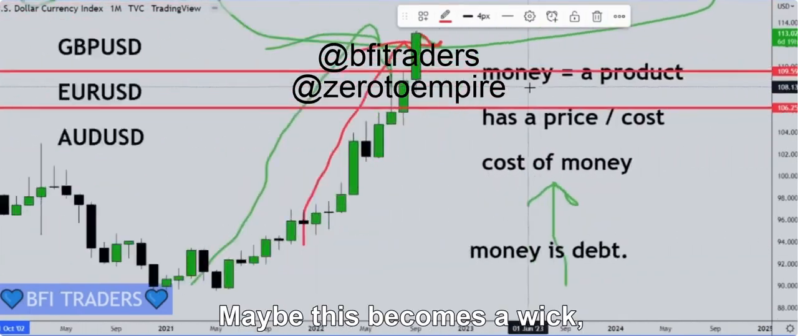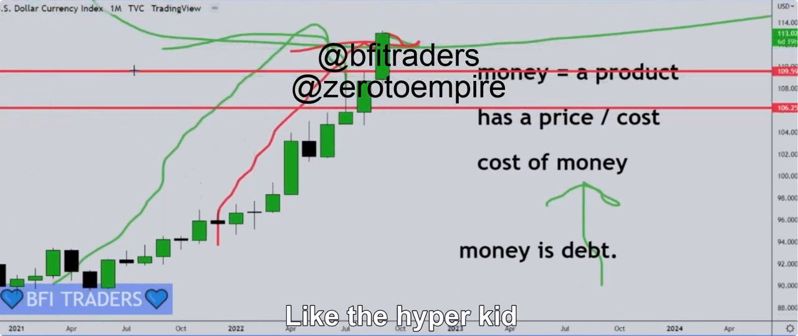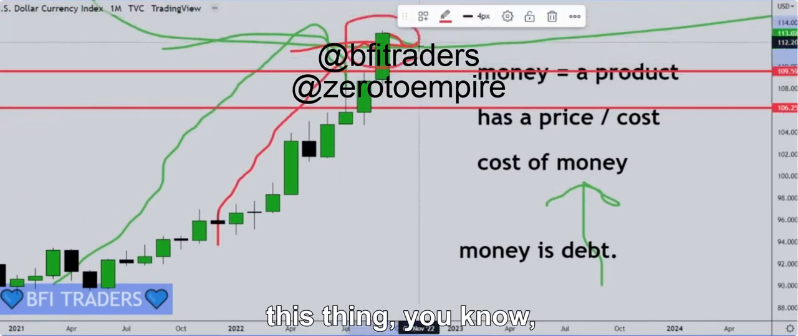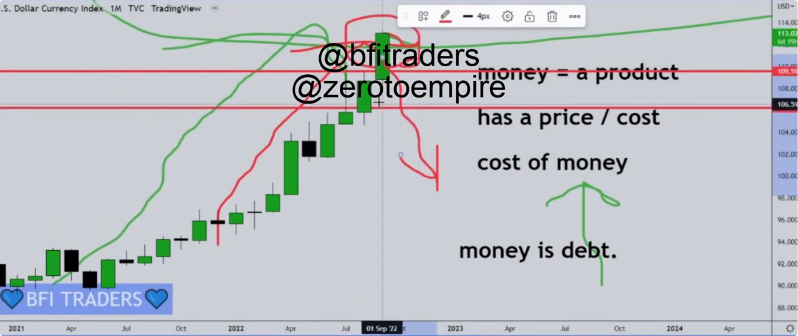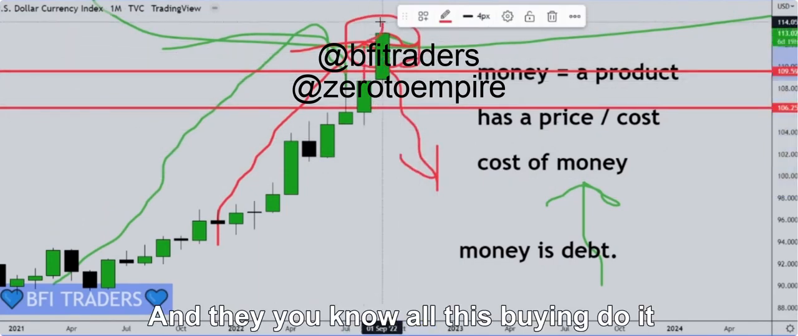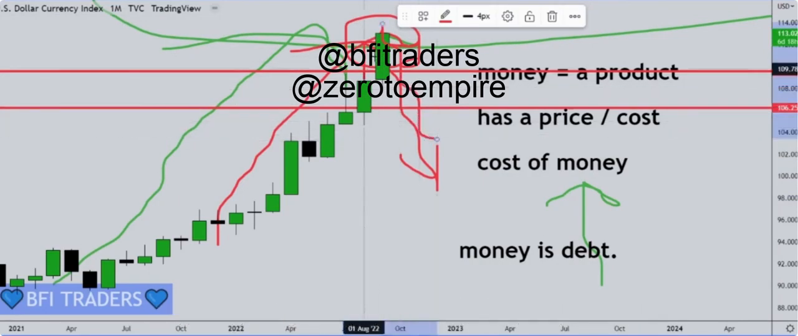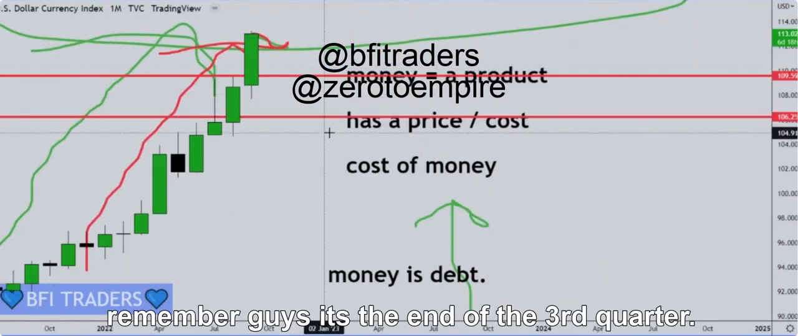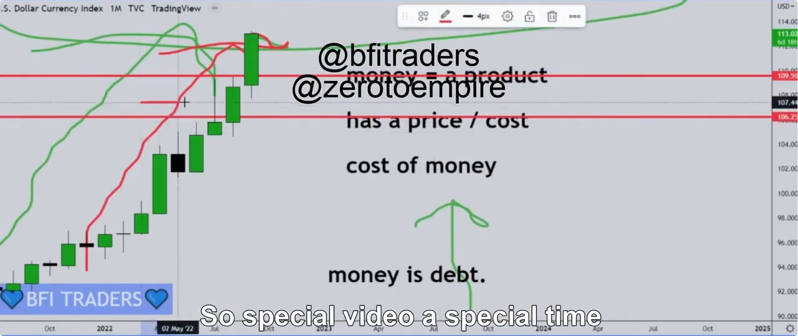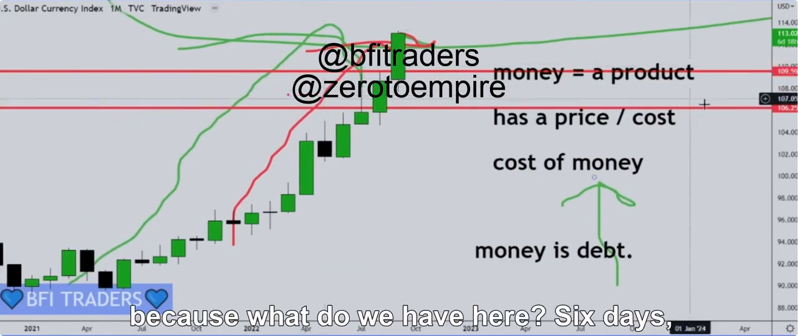Maybe this becomes a wick, which a lot of you fall for, like the hyper kid. They're all bullish, and this thing then becomes a wick. And all this buying, oh, it got wiped, and they use it to sell into it. You don't assume it just got wiped. Well, remember, guys, it's the end of the quarter. It's a special video, a special time, because what do we have here? 6 days, 18 hours.